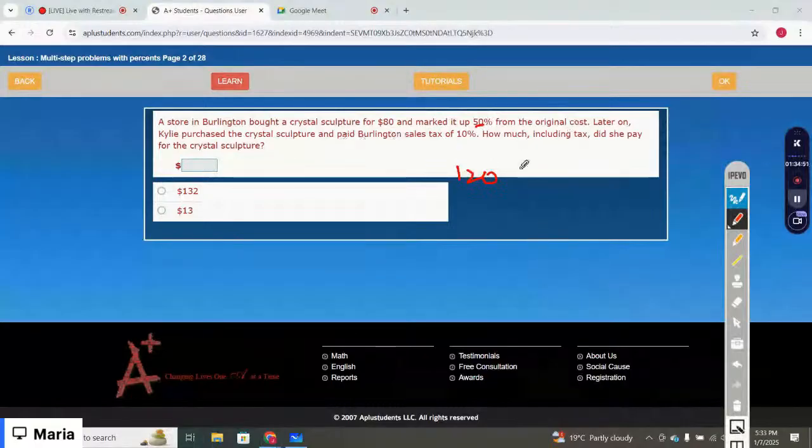Later on, she has to pay 10% tax. So calculate the 10%. 10% is 12. The price is 80. The price with markup is 120, and plus 12, that is 132. The correct option is option number 1. That is 132. Option number 1 is the correct option.